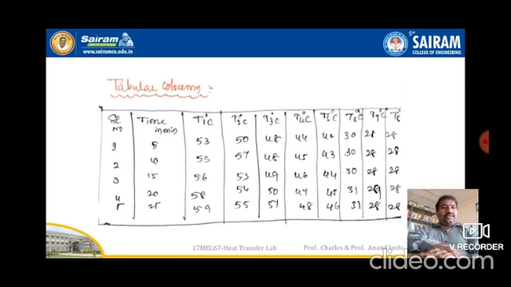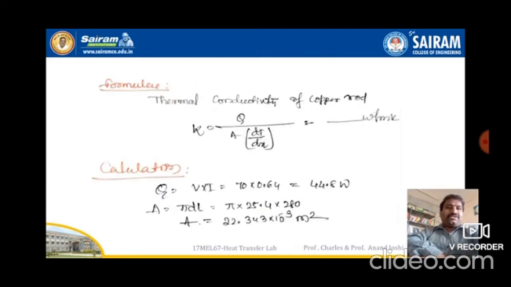So I have up to 5 sets of readings. I'll read out the 5th reading, at 25 minutes. The temperatures are 59, 55, 57, 48, 46, 31, 28, 28. So these are the set of readings for the 5th trial. We have to consider these readings for the calculations.